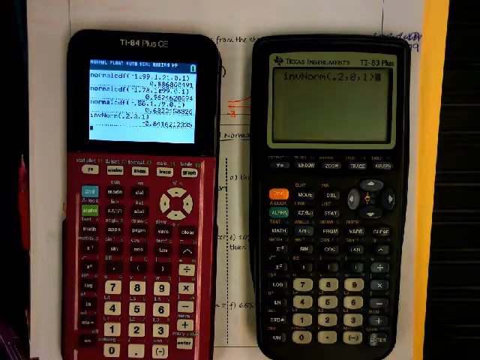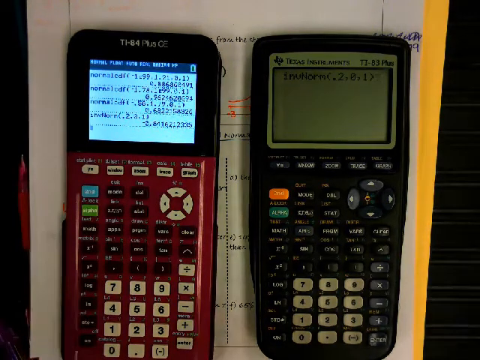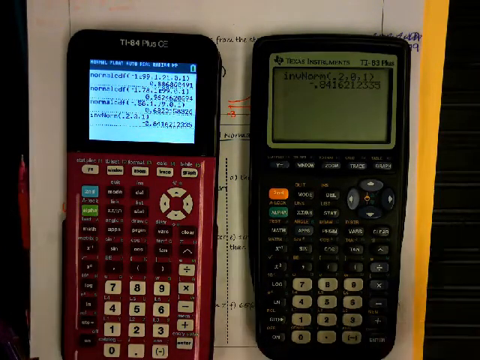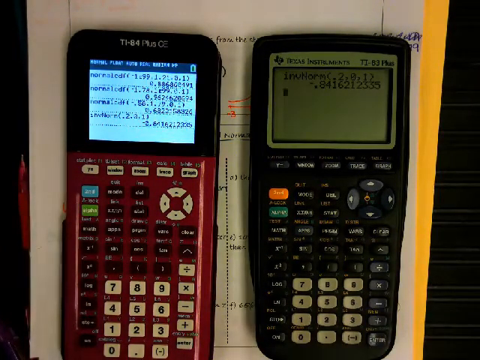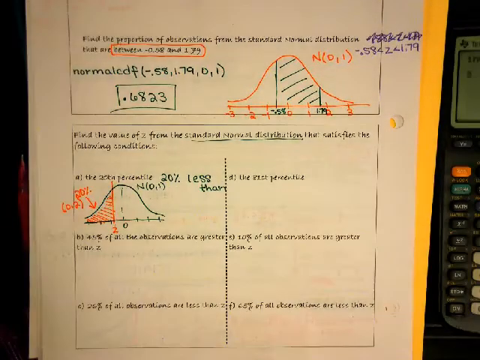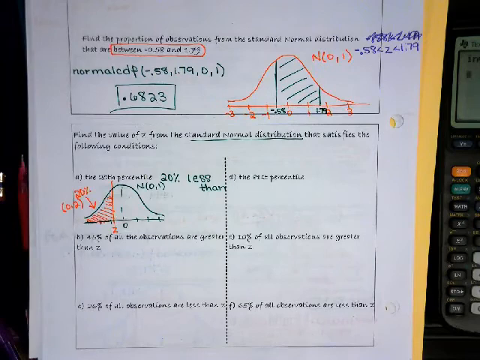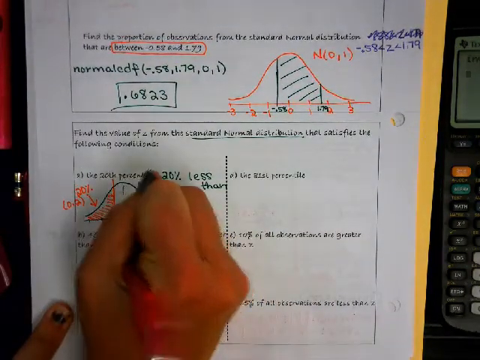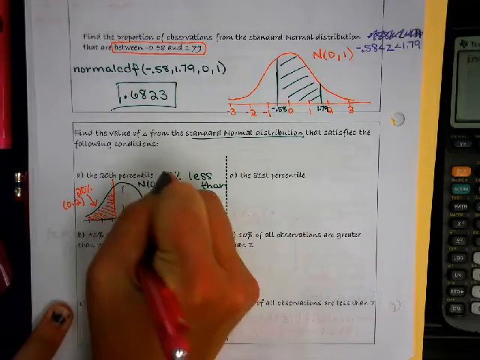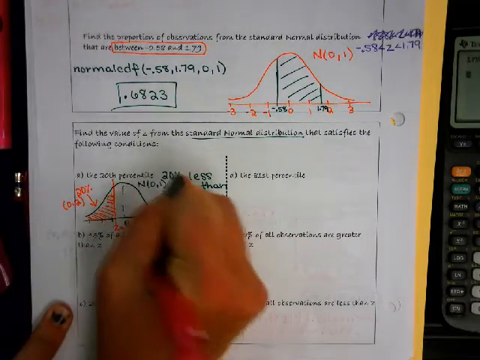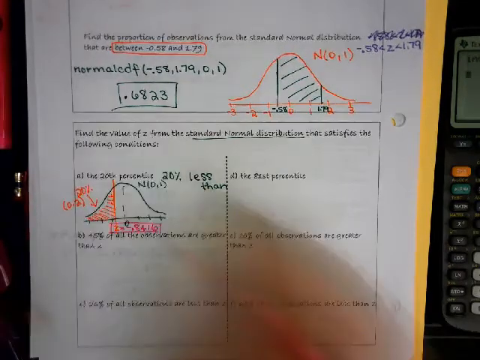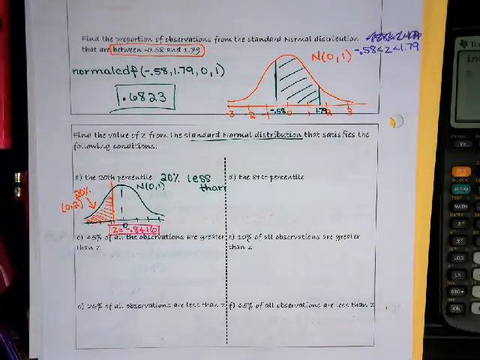So we get a z-score of negative 0.8416, which makes sense. We're below zero, so we would get z equals negative 0.8416. Questions? Do I need to zoom in?